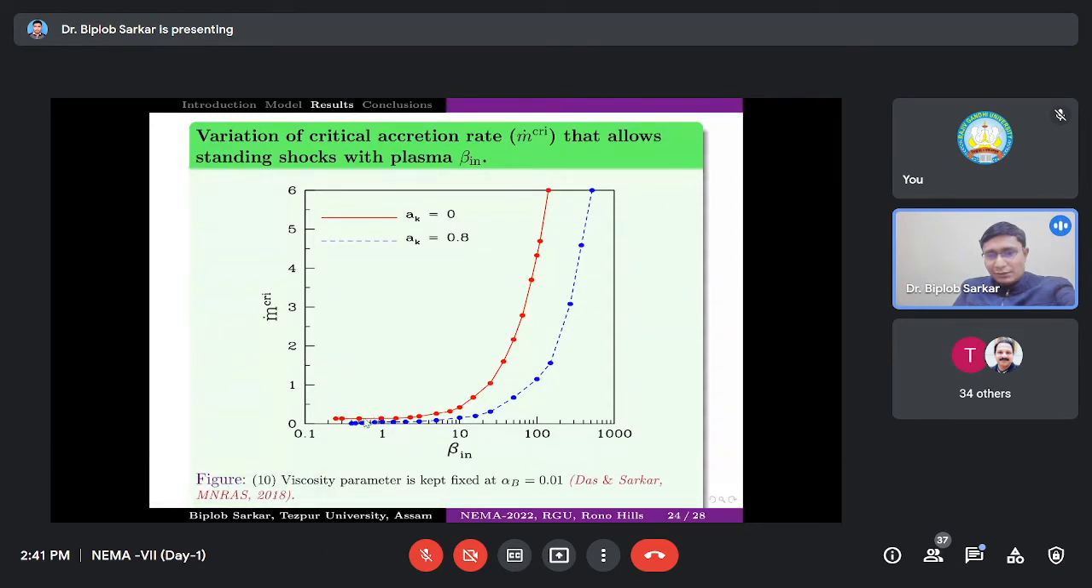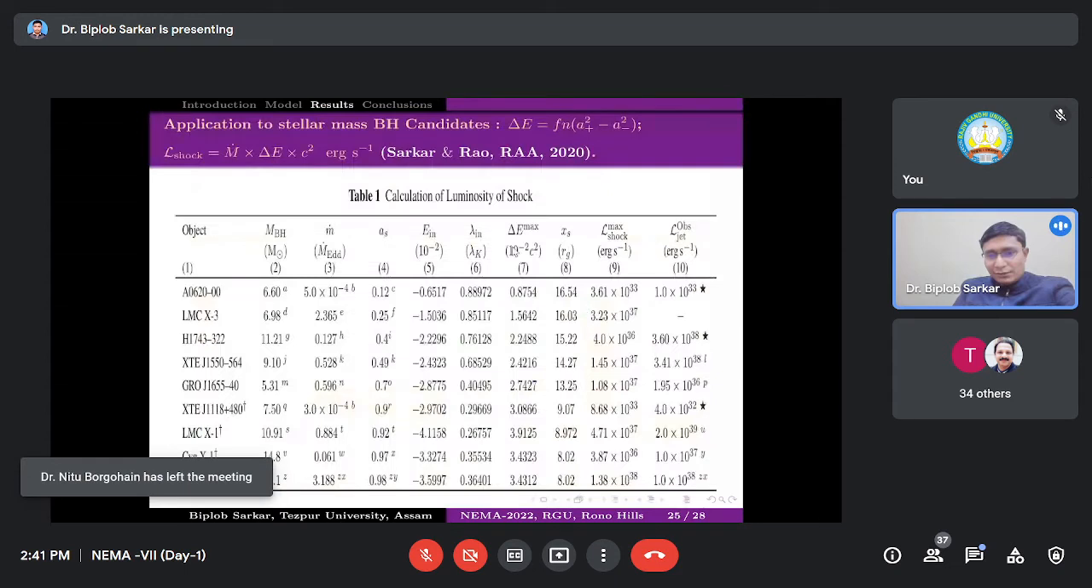So magnetically dominated flow sustains shocks for lower values of critical accretion rate, whereas for high values of accretion rate the critical accretion can be larger. Whereas if we go to higher curve parameter, again the parameter space is reduced. So this is the last result.